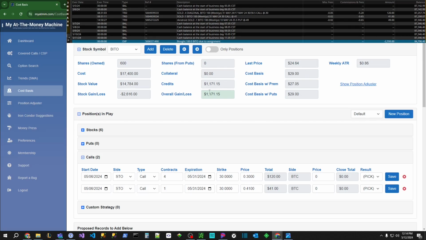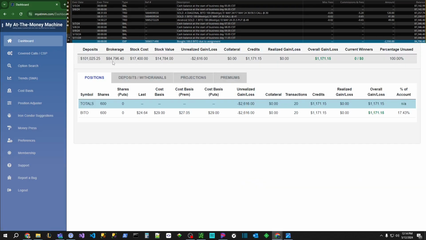All right, so that's what we need to do. We need to go over to Thinkorswim to look at that. But before we leave this application, I want to go ahead and just check the dashboard amounts just to verify that we are reconciled completely. So the brokerage account is showing $84,796.40, and as you can see right over here, $84,796.40. So we are matching exactly, so we are fully reconciled.